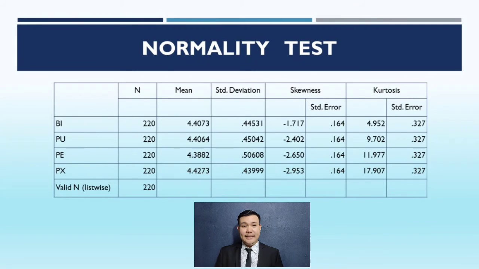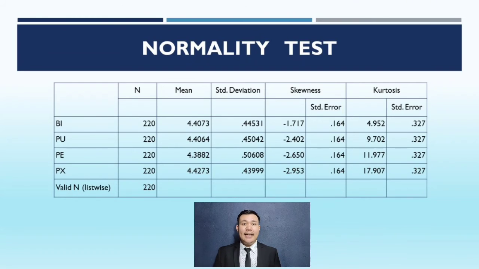Next is about the normality test. Normality test is to determine the inference statistic that is suitable for the research question. So basically there are three methods that can be used to test normality. First, Kolmogorov test. Second, Shapiro-Wilk test. And the last one is skewness and kurtosis. So in my research, I use skewness and kurtosis to test normality.